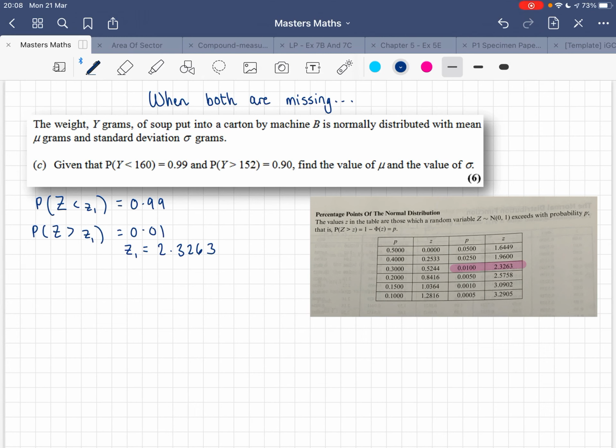I'm going to have to use the code on that, but first I'm going to deal with this second probability they've given us, and I'm going to be doing the same thing. So some probability is greater than little z2 is equal to 0.9.